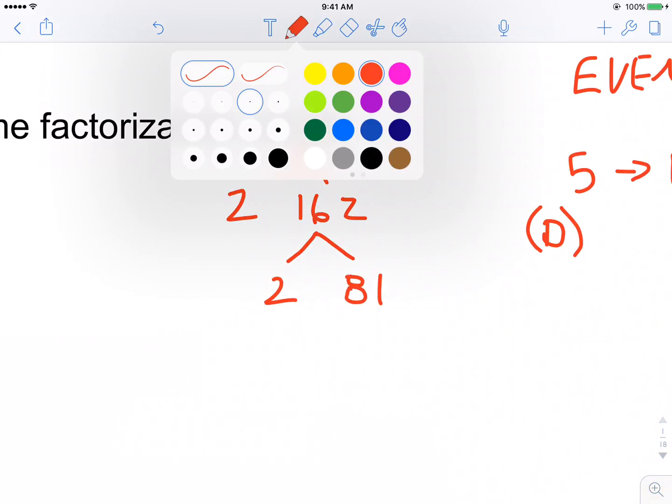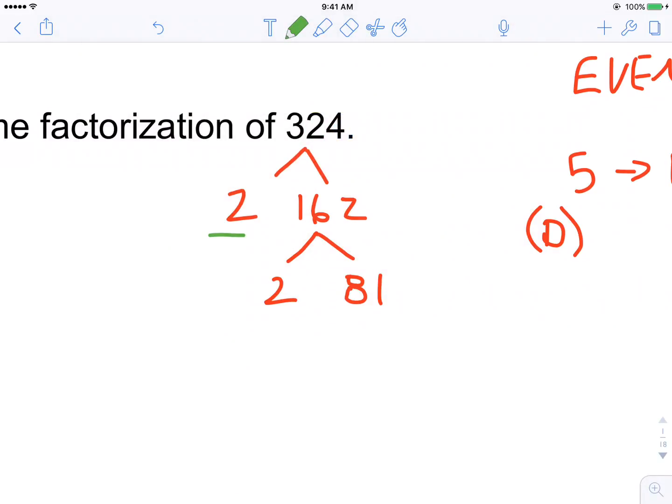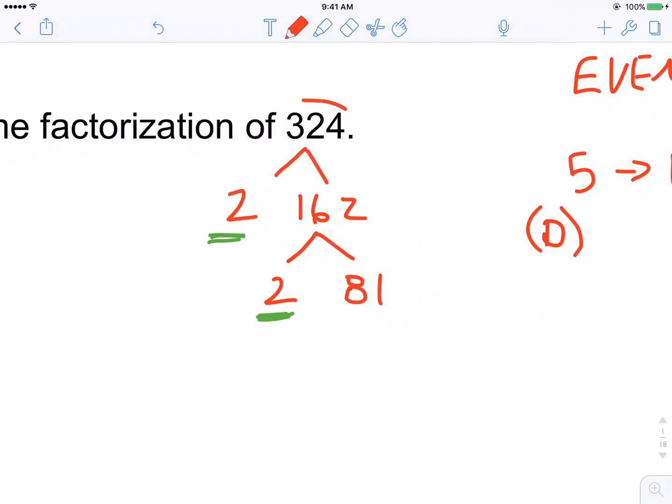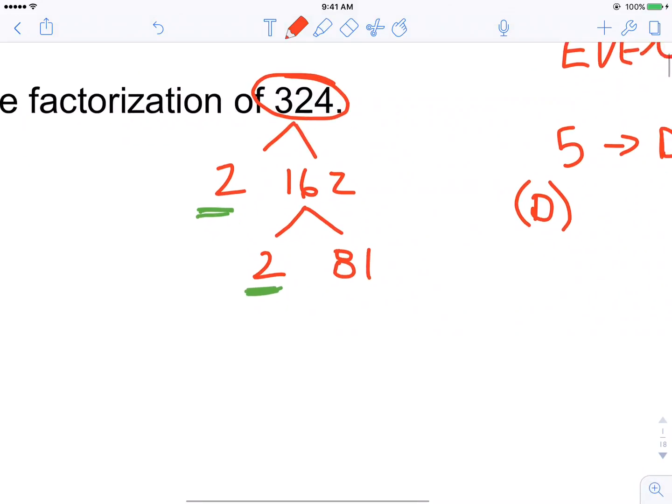Now, notice that each of these numbers that I'm dividing by ends up being a prime number. There are different ways you could go about doing this, but at the bottom line, you need to end up with a list of prime numbers that, when multiplied together, give you whatever number it is that you're trying to find the prime factorization for.